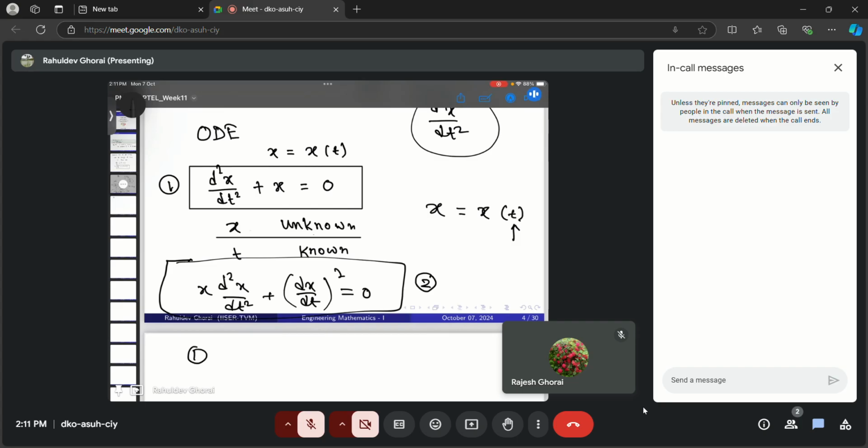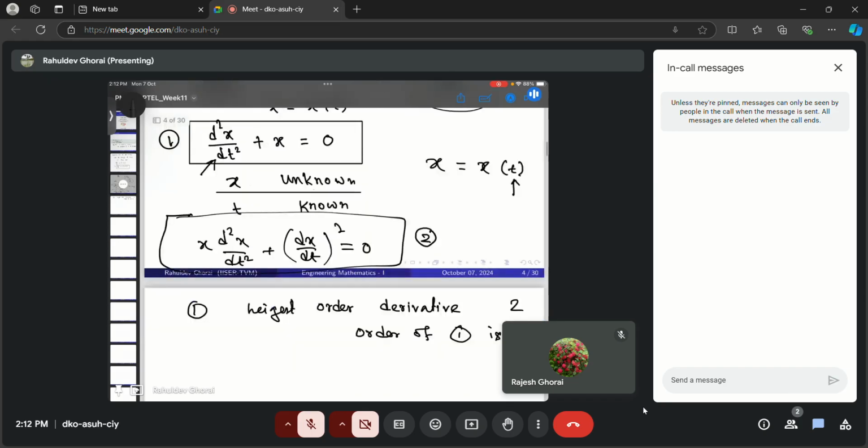It is d2x/dt2, right? The highest order derivative, and the derivative for that term is taken twice, right? So two times you have done the derivative with respect to t. So the highest order derivative is 2, right? So the order of the differential equation of the first one is 2.